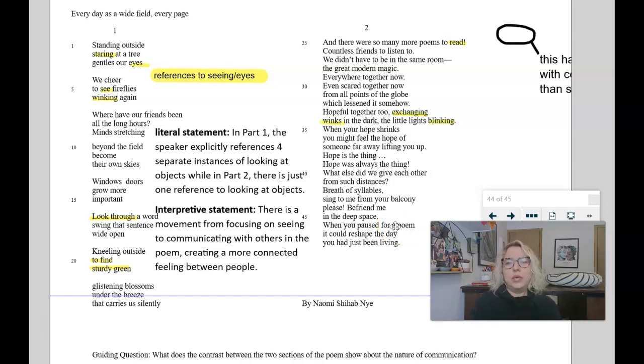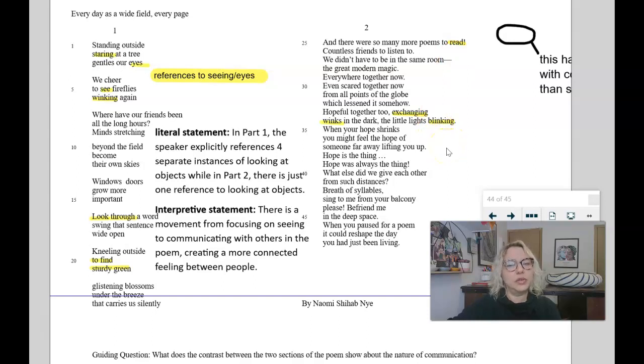And when you get stuck, what you have to do is look carefully at what the poem is saying and remind yourself that it's the poem that gives us meaning, and that we have to go back to the text in the poem and let it mean how it means, instead of trying to force a meaning onto it, okay? And so what I noticed was that in part 1, the speaker explicitly references 4 separate instances of looking at objects, while in part 2, there's just one reference to looking at objects. Now, if you look at my color marking, I have 4 words highlighted, so that looks like 4.